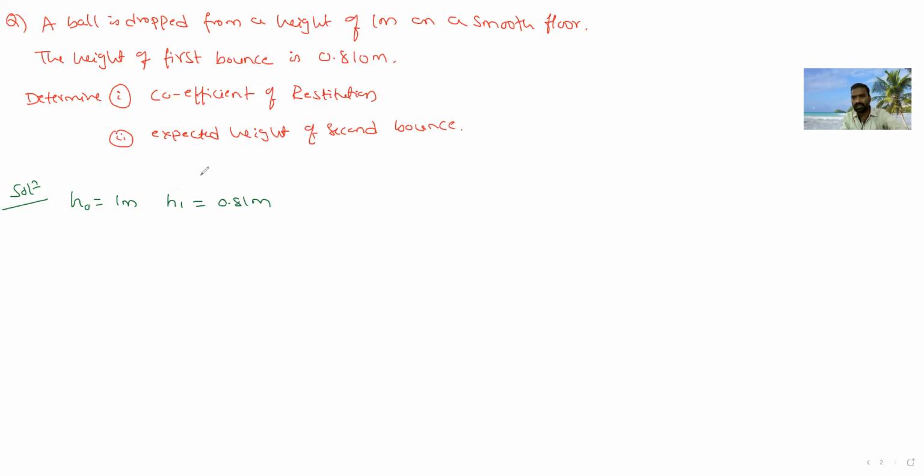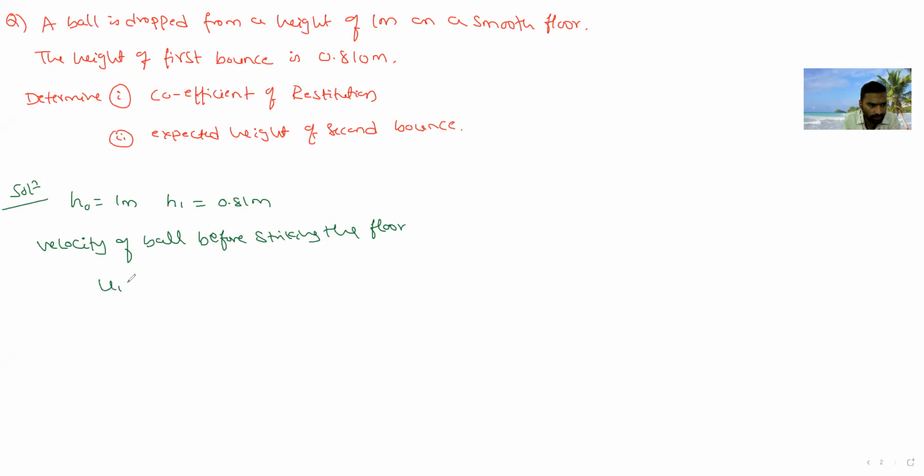when the ball is touching the ground, what is the velocity before striking? Under root of 2gh. That you have to find out. Then after striking, how much is the velocity? That you have to find out later. So first find out the velocity of the ball before striking the floor.